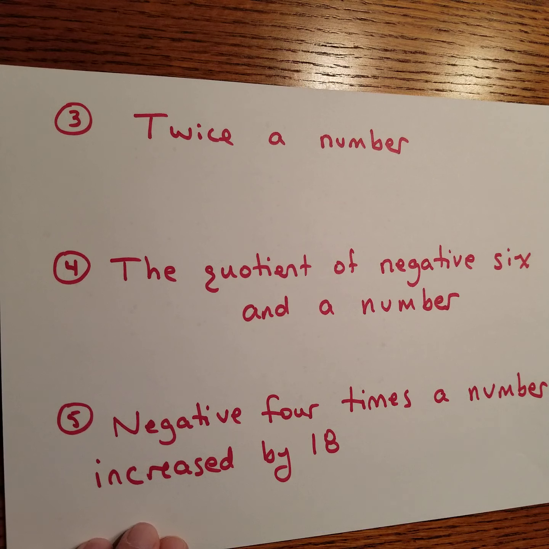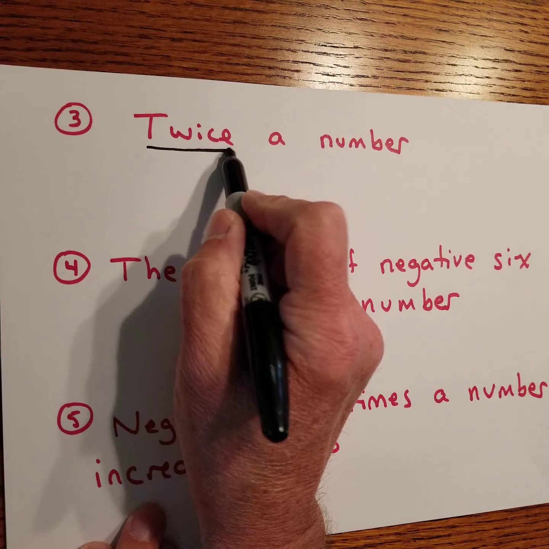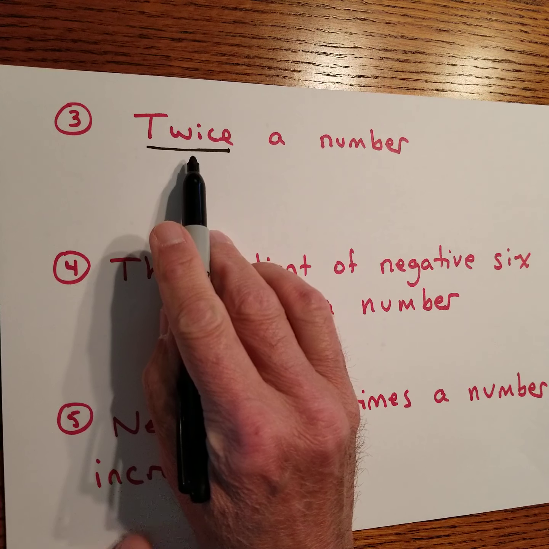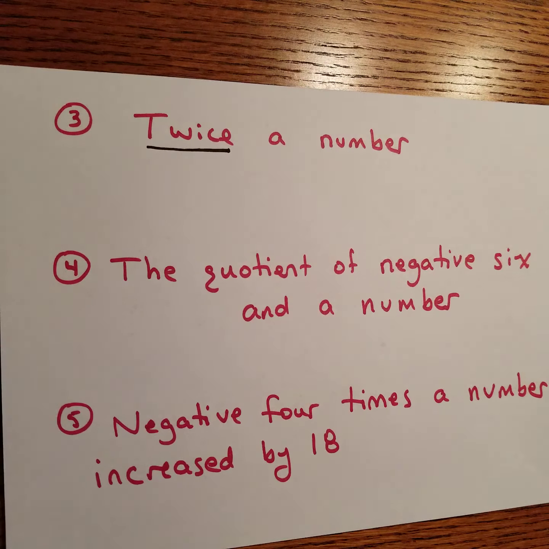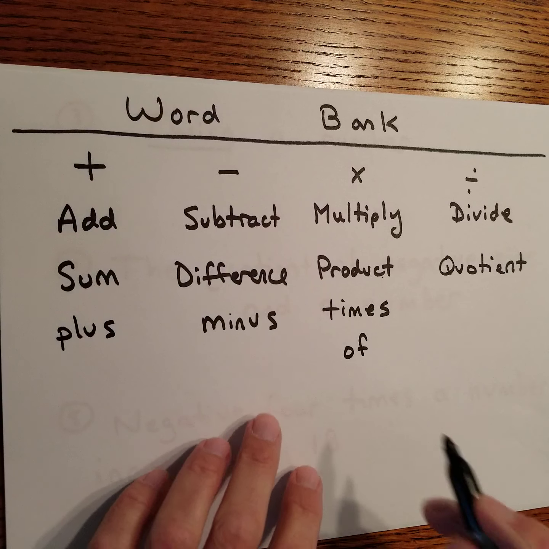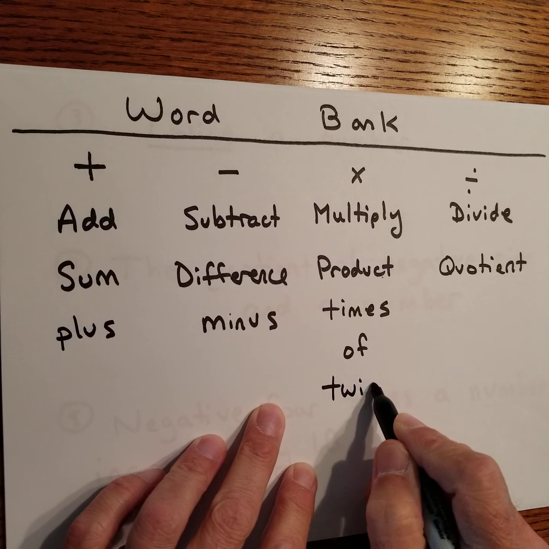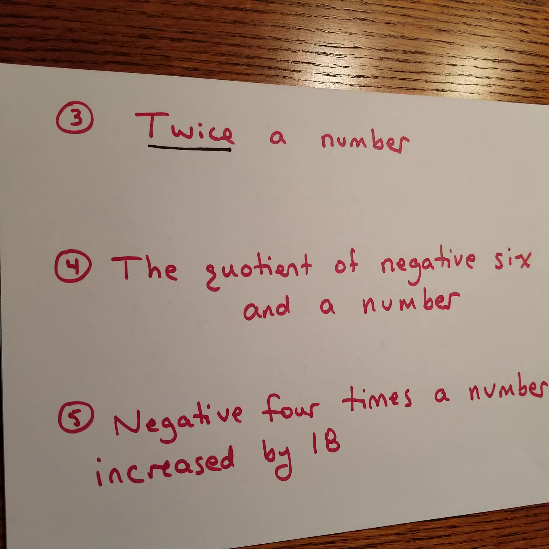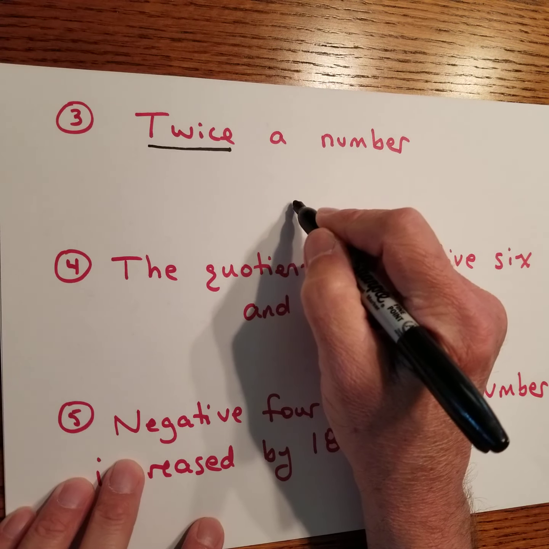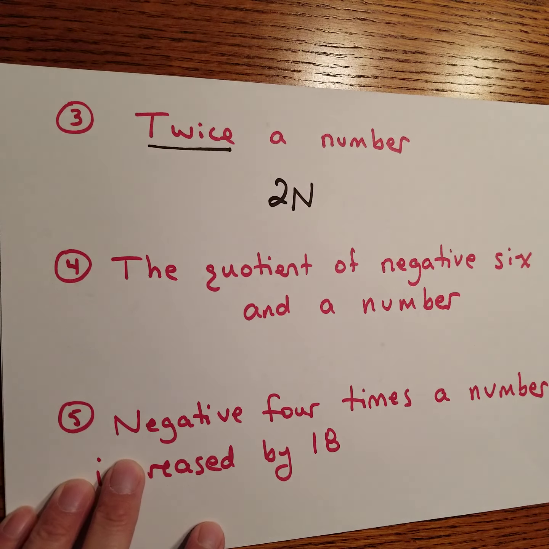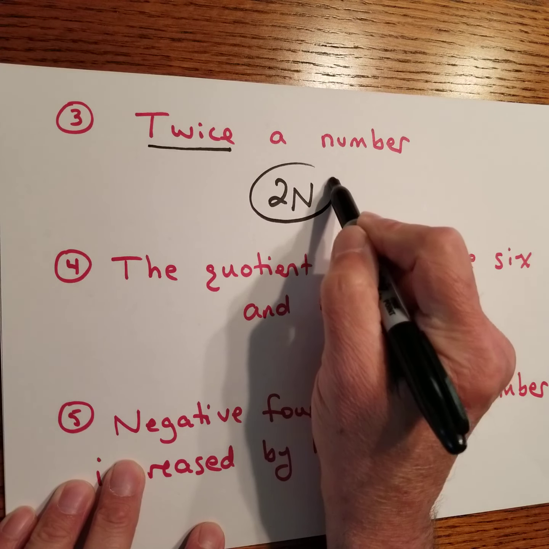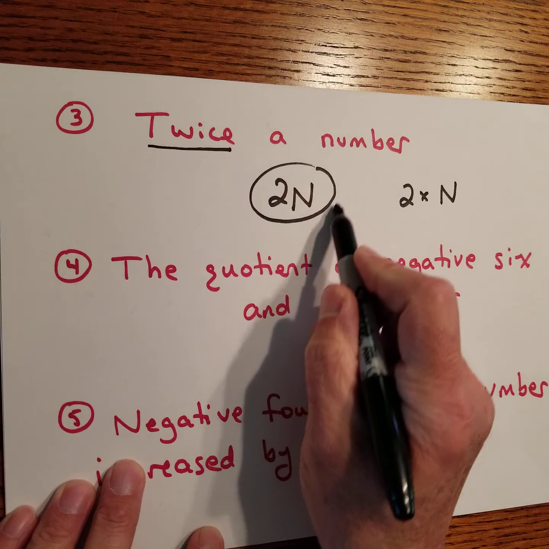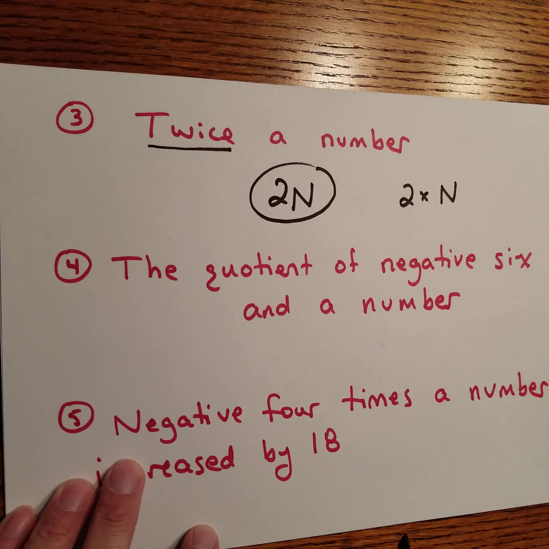Number 3 has a new math word, twice. What does twice mean? Twice means to take something and double it, to multiply it by 2. Let's add that to our word bank. When we see the word twice, we think multiply. Multiply by 2. So twice a number means to take a number and multiply it by 2. There's twice a number. Of course, we could also write it as 2 times a number, but I like to write it this way, more concise.